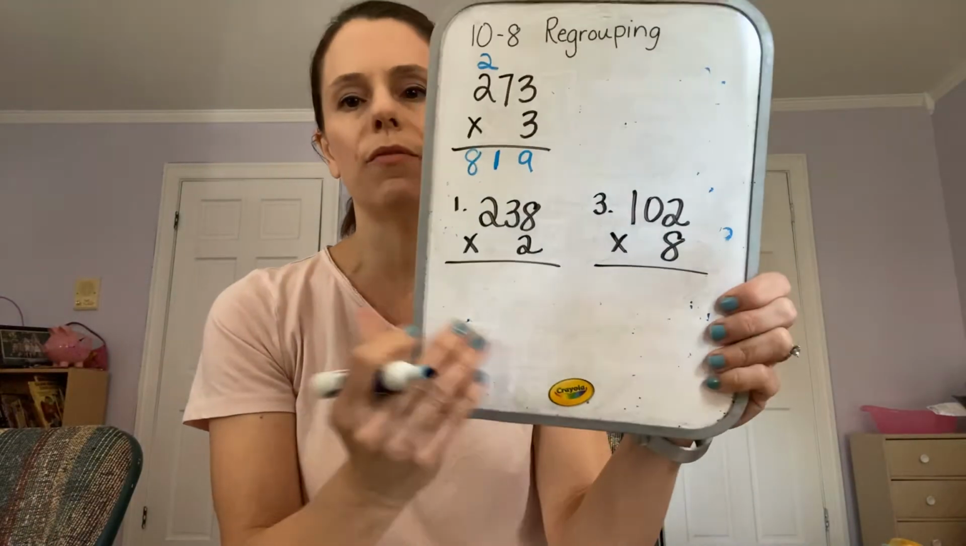So let me do number 1 with you, and I'll do number 3 with you. So we're not going to round. If you watch my video, I'm telling you now, you don't have to round. Number 1 is 238 times 2. And then number 3 is 102 times 8. And we're going to see where we're going to regroup each time. So let's do number 1 first.